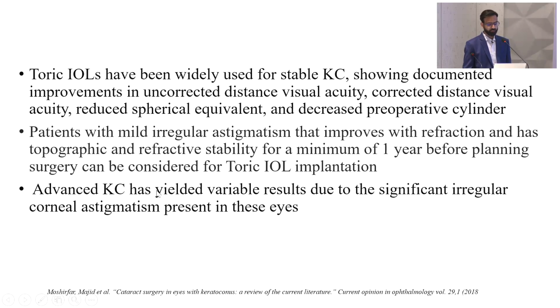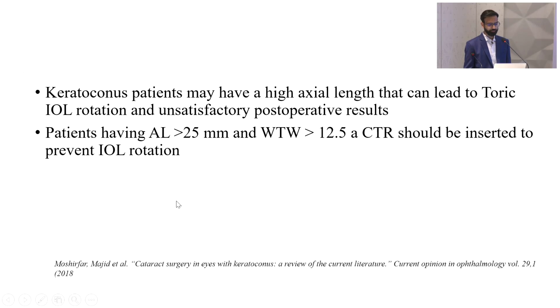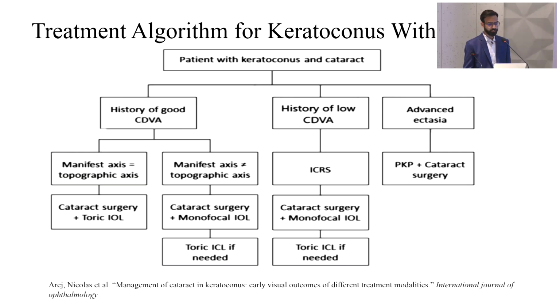Advanced keratoconus is not a suitable case for toric IOL because of the significant irregular corneal astigmatism present in these eyes. Also, keratoconus patients may sometimes have axial length more than 25 and white to white more than 12.5. In these patients, we should consider a CTR so that the IOL does not rotate postoperatively.